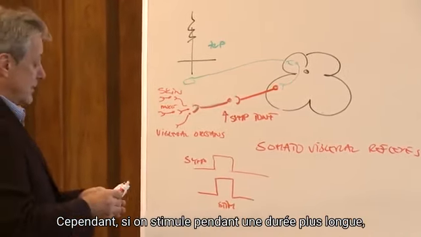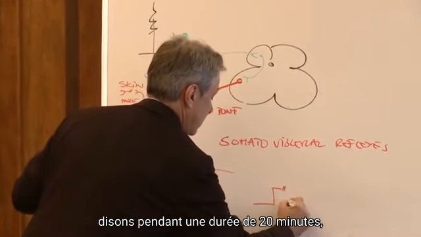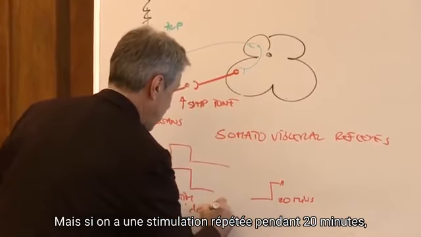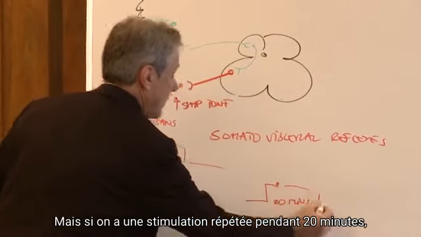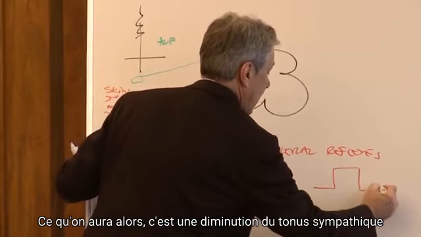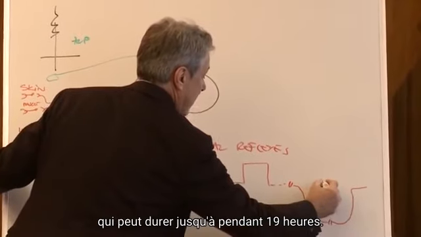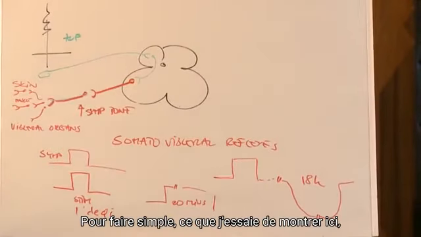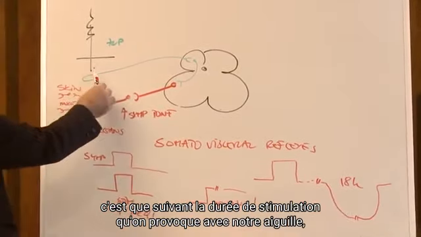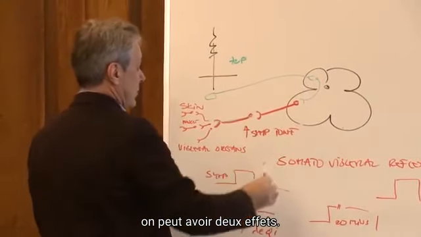However, if we have been stimulating for a longer time, say here 20 minutes, so this is just one chi. But if we have repeated our stimulation here for 20 minutes, we're going to find another response. What we're going to have then is a decreased sympathetic tone, which may last for up to about 18 hours. So what I'm trying to show here is that depending on how long we are stimulating with our acupuncture needles, we may have two effects.